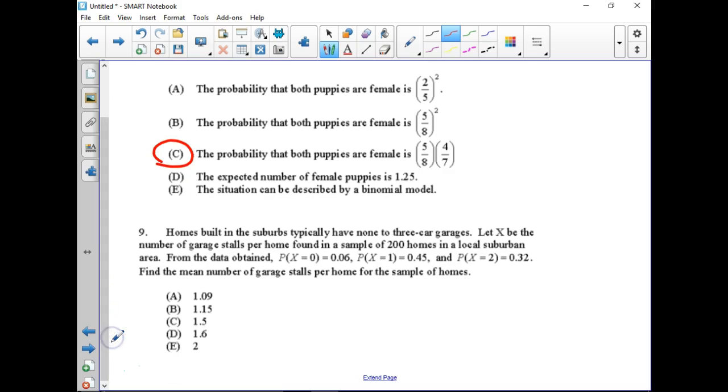Number 9. Number 9 is a difficult one. Yes. Question? Why is it C? Okay, because you have 8 puppies.